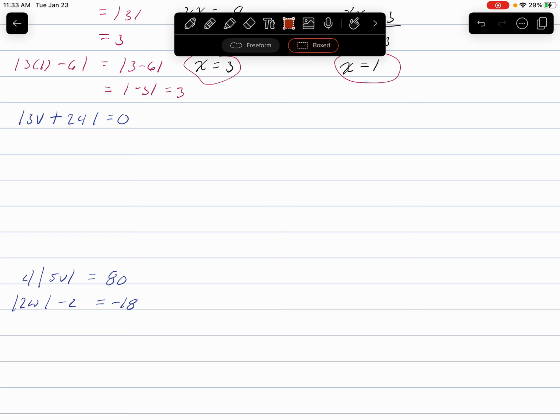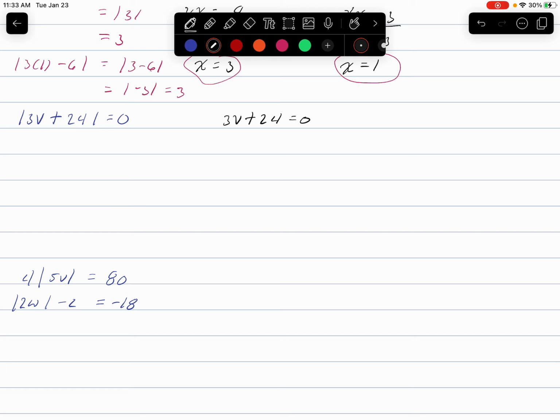Let's look at another one here. Here we have an interesting example. Here we have the absolute value of 3v plus 24 is equal to 0. So in this case, our first reaction is to consider both the positive and the negative, but we don't really have a positive and negative 0. So we actually, in this case, can just ignore the absolute value sign here, okay? So we can treat this as 3v plus 24 is equal to 0.